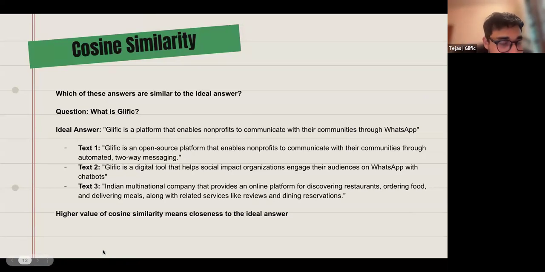Folks, would anyone like to take a shot? Okay, so Sunil and Taki are saying it's text two. Text two and text one are both pretty close, but clearly text three is not. Text three is super far away.